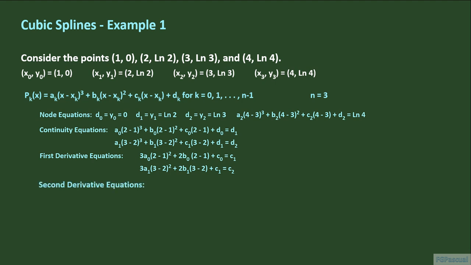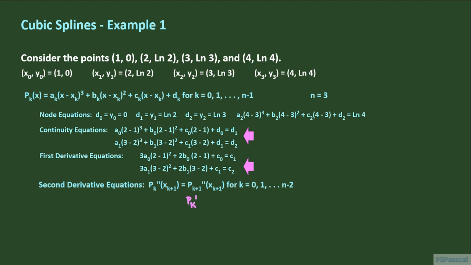The last set of equations that is part of the core set of equations for the two types of cubic splines that we are looking for are the second derivative equations. These are also very similar to the continuity equations and the first derivative equations. This time we're looking at p sub k double prime at x sub k plus 1 and p sub k plus 1 double prime at x sub k plus 1.